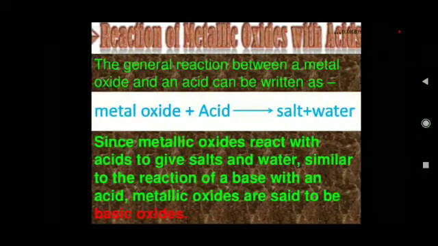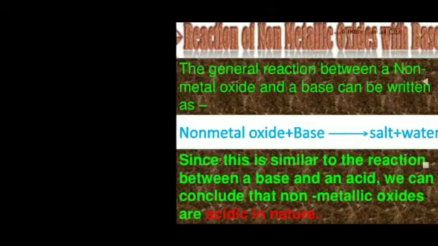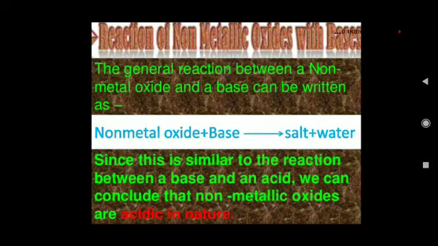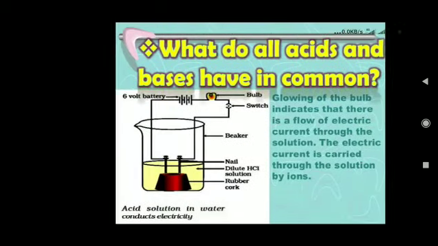Today we will learn about the reaction of metallic oxides with acids. Metallic oxides react with acids to give salts and water. Metallic oxides are said to be basic oxides. Non-metal oxides react with bases and similarly form salt and water, but non-metallic oxides are acidic in nature.